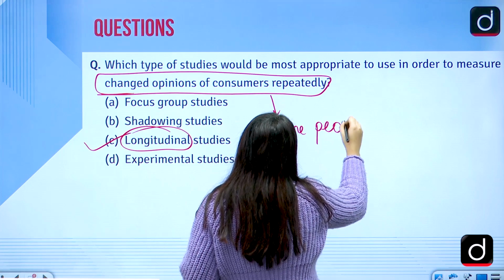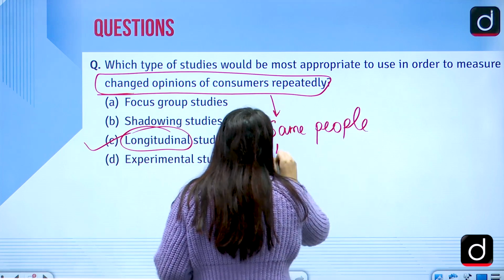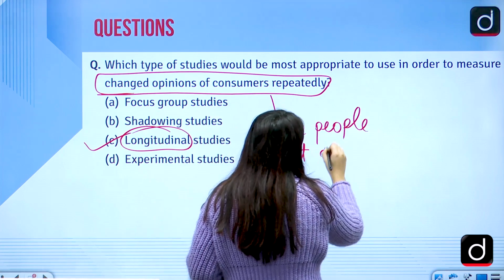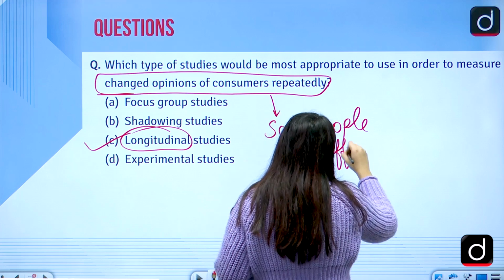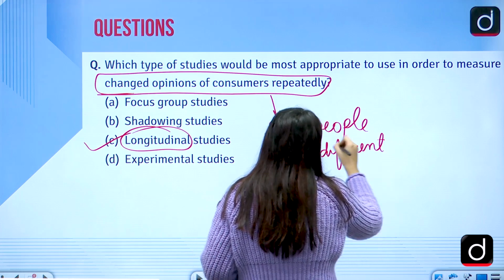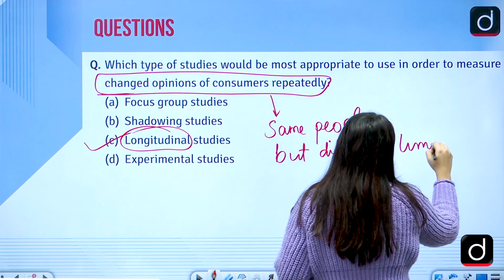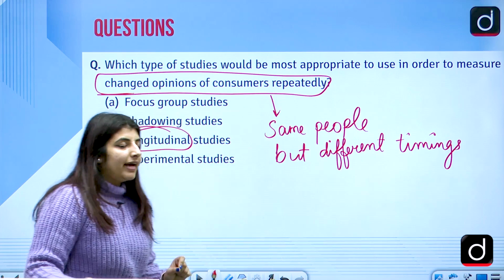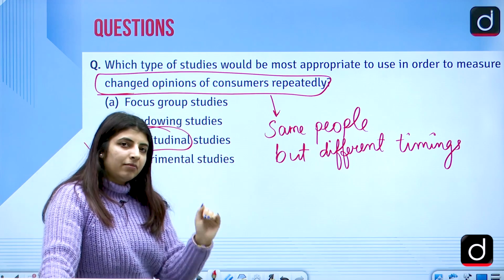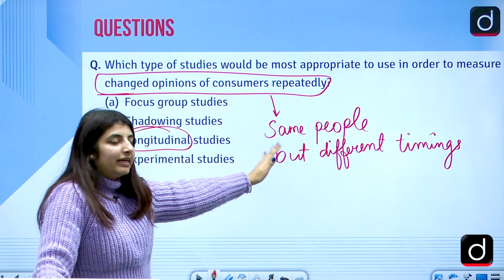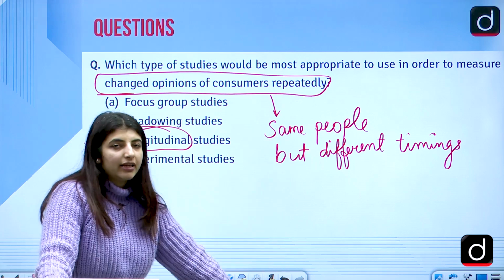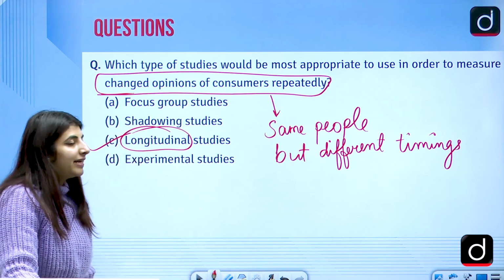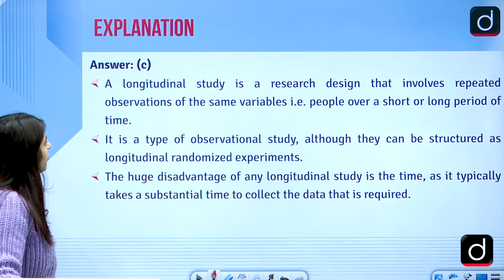people, but different timings. Correct? So, you see here that you are measuring the same people, the same consumers repeatedly after one slot or the other, after 1 year, whatever time that you have set for your longitudinal study.